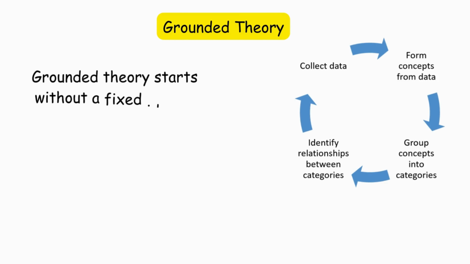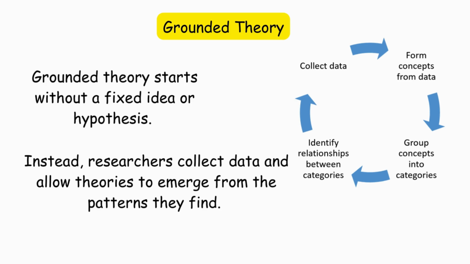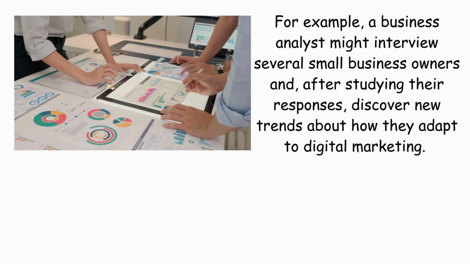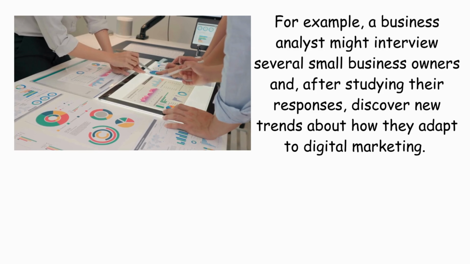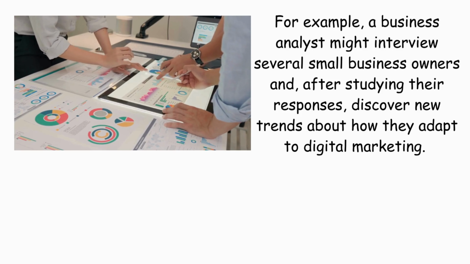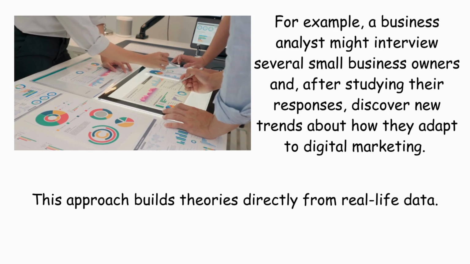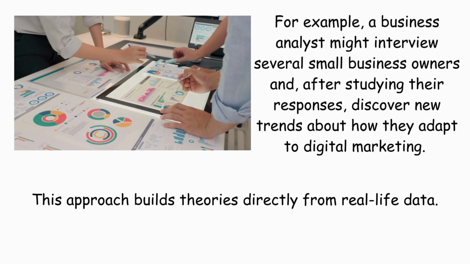Grounded theory. Grounded theory starts without a fixed idea or hypothesis. Instead, researchers collect data and allow theories to emerge from the patterns they find. For example, a business analyst might interview several small business owners and, after studying their responses, discover new trends about how they adapt to digital marketing. This approach builds theories directly from real-life data.